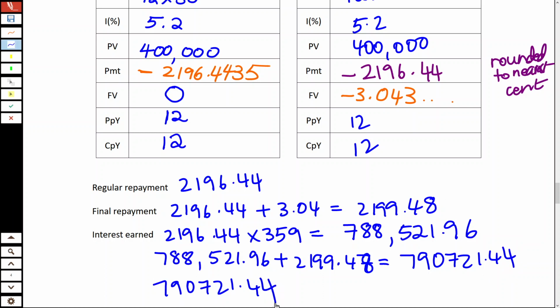Okay, what is this number here? 790,721. What does that number represent? The total amount paid. So if I know that the total amount I pay back on this loan is 790k, subtract 400,000 to find the difference. So look at that. Over the course of 30 years, the bank made almost $400,000 off us. So if you want to make money, open a bank.